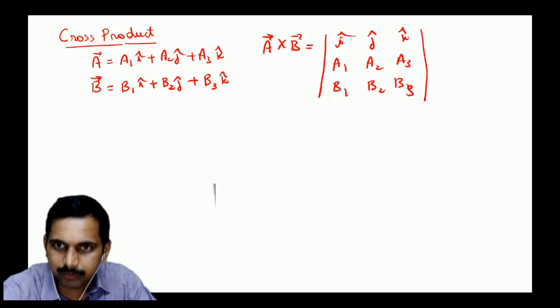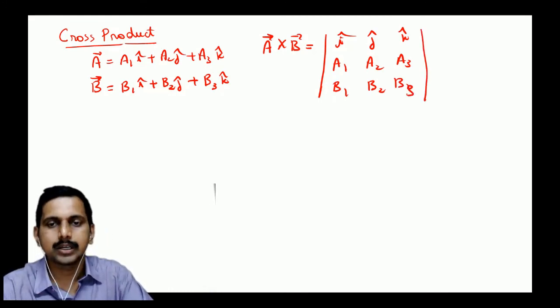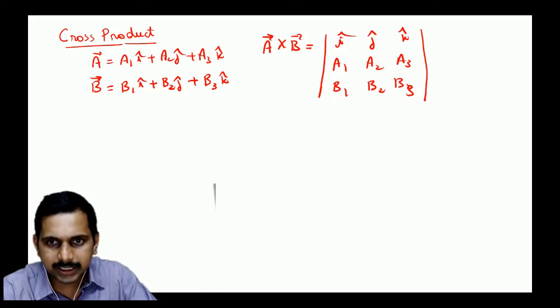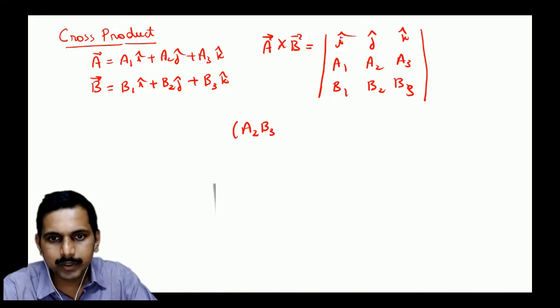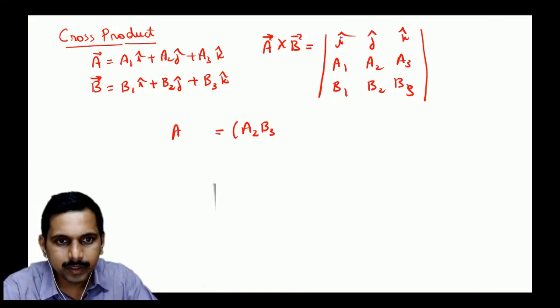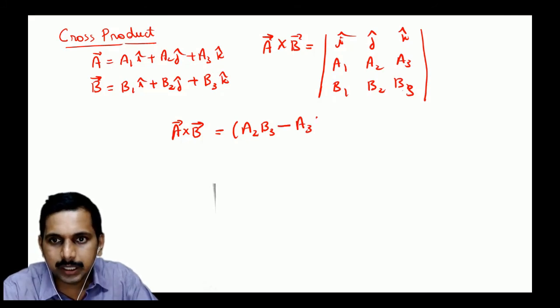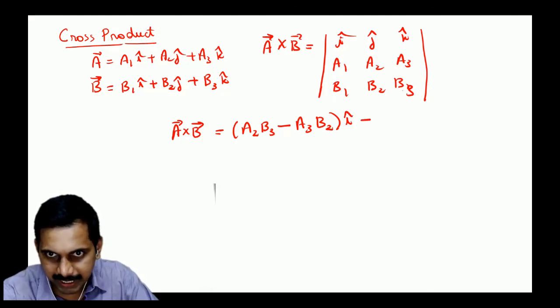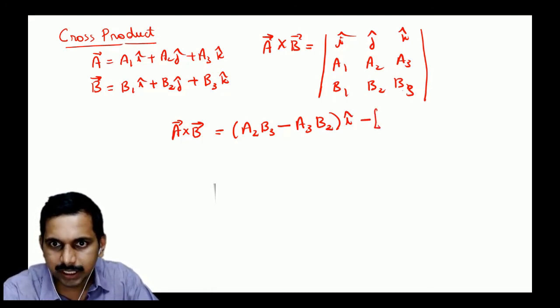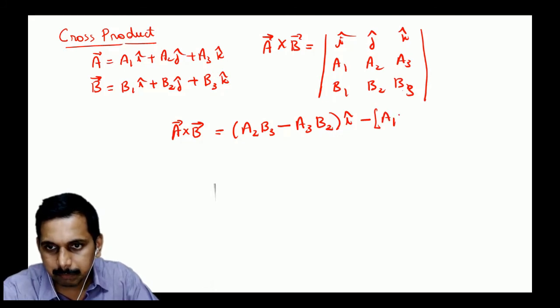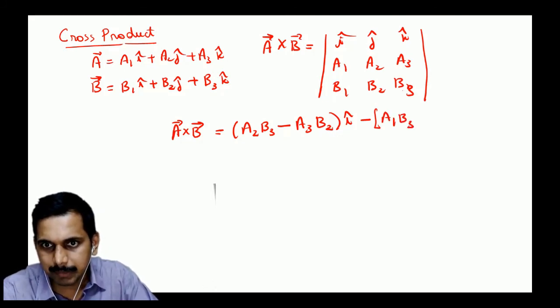So this gives you the cross product. What does that mean? It means A cross B, A crossed with B, is actually equal to (A2 B3 minus A3 B2) into i, minus (A1 B3 minus A3 B1) into j. So cumbersome, is it not?